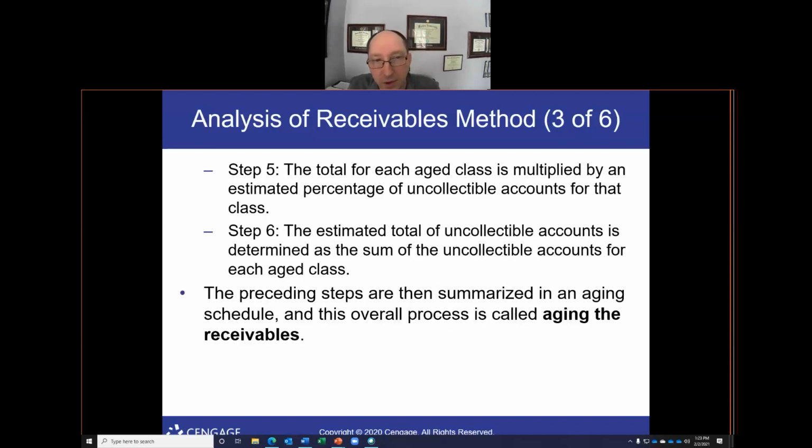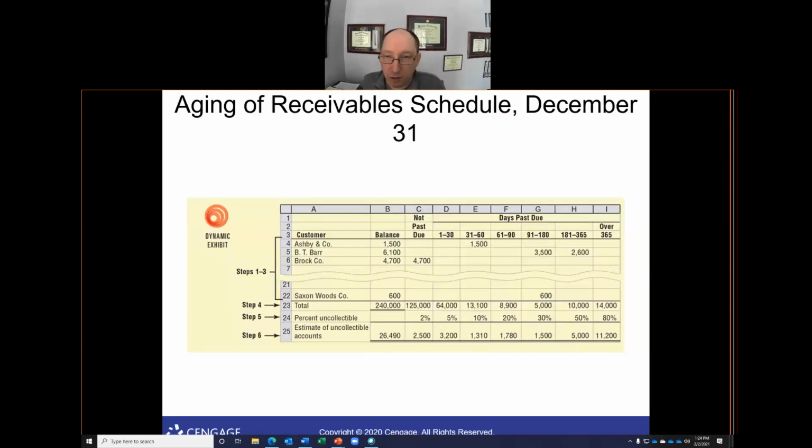Step five, the total of each age class is multiplied by an estimated percentage of uncollectible accounts. And step six, the estimated total uncollectible accounts is determined by the sum of each uncollectible amount by percentage. This process is called the aging of the receivables. Now, I want to show you what it looks like. This example is perfect, okay?